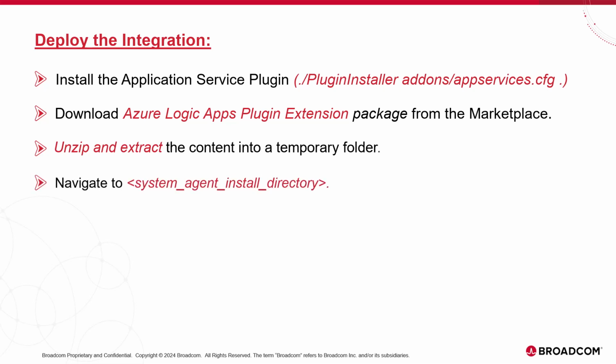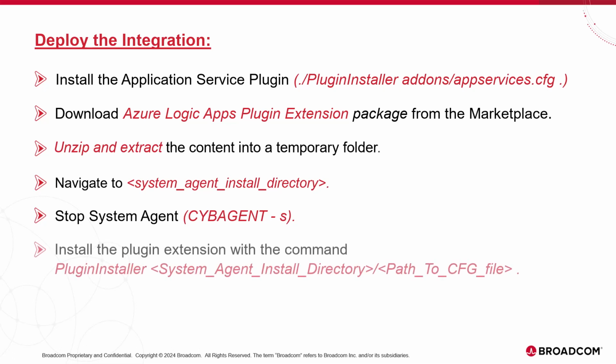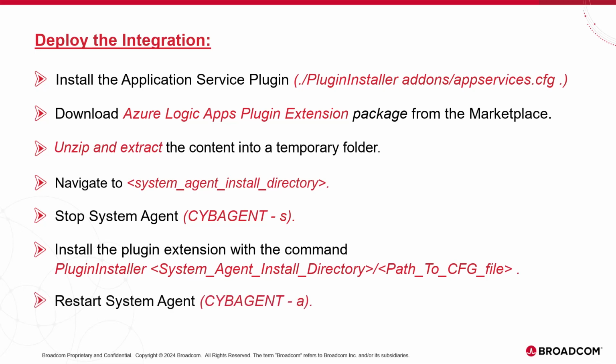Navigate to System Agent Install Directory. Next, we must stop the system agent with the cybAgent -s command. Install the plugin extension with the command plugininstaller system agent install directory/path to CFG file. Now, restart the system agent with the cybAgent -a command. Remember, this integration uses Azure Logic Apps public REST API.